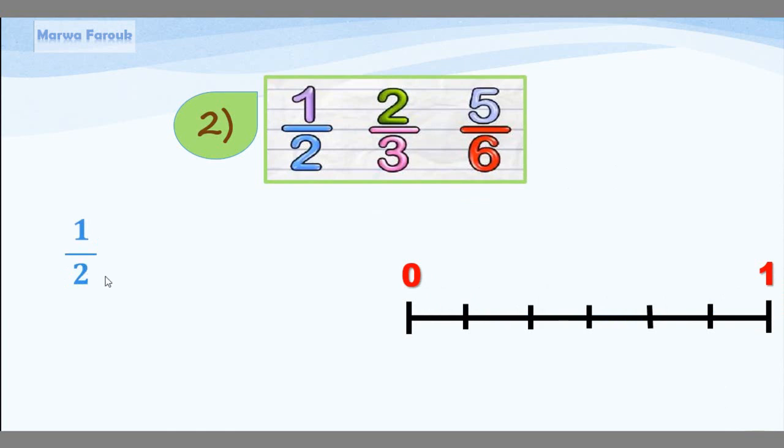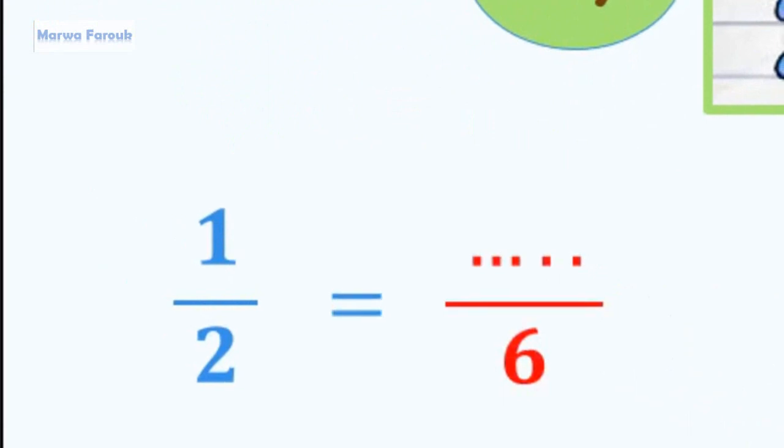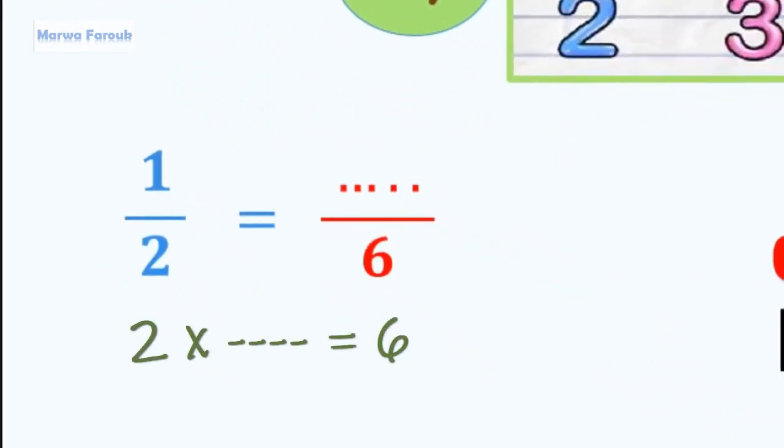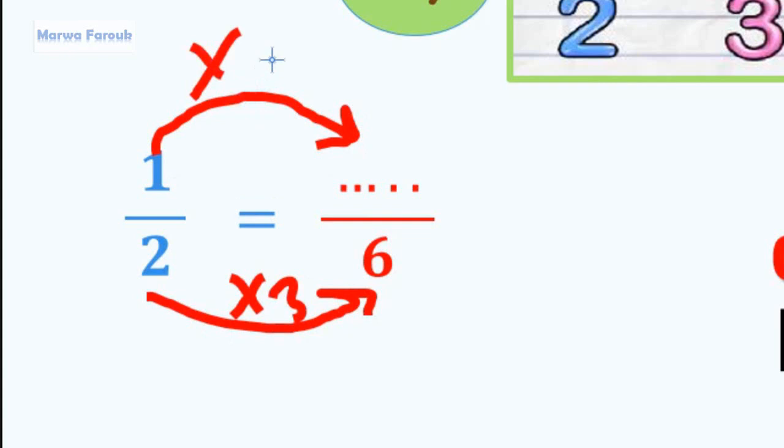I have 6. So what will I do? I will write the number of equal parts I have in the denominator. It will be like this. So I will see half equals what over 6. And then I will think 2 times what equals 6. 2 times 3. Excellent. And whatever I do to the bottom, I have to do to the top. So I will multiply 1 times 3 equals 3.